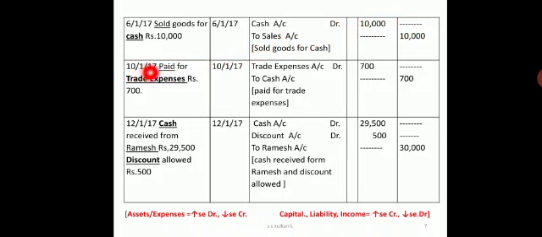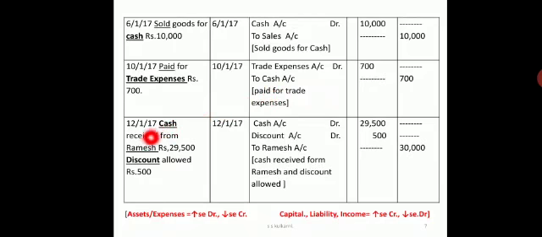Now on 10/1/2017, I have paid for trade expenses. Again expenses are occurring, so always expenses will be increasing my expenses. So it will be reducing my cash and increase. Without these expenses, business cannot run. Therefore all expenses are always debited. So trade expenses is 700 and cash account is reduced by 700. So to cash 700. It is paid for trade expenses.